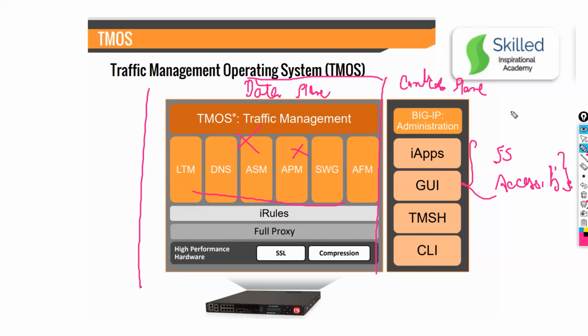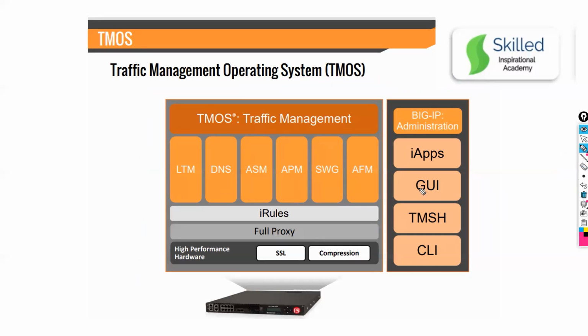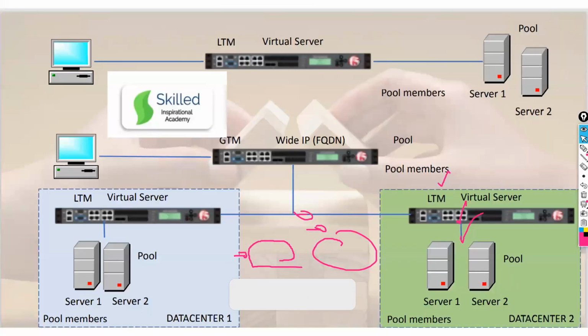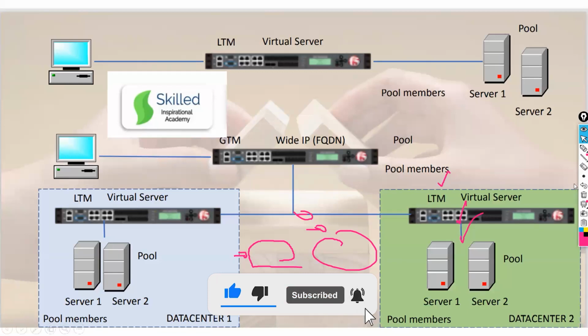This traffic is all on the data side, TMOS, and this is all your admin tasks like GUI, CLI, you can see that. And all your SSL hardware has a separate SSL engine, compression engine, full proxy. iRule will come across when I talk about the traffic flow. So that is about the TMOS operating system. And this is the difference between LTM and GTM.